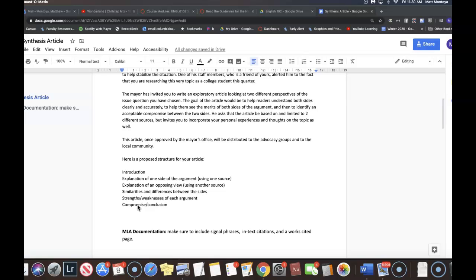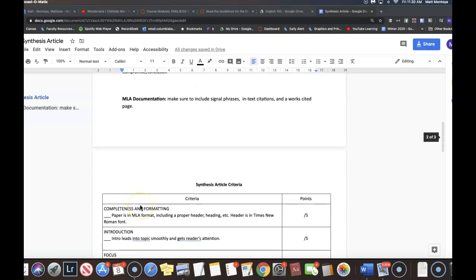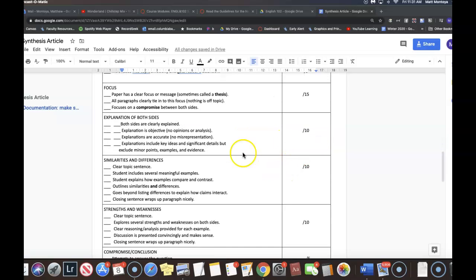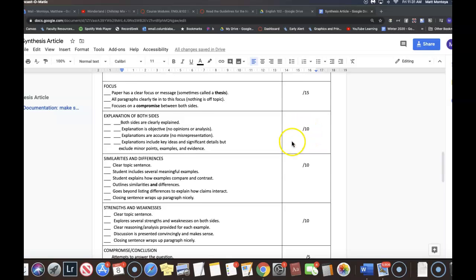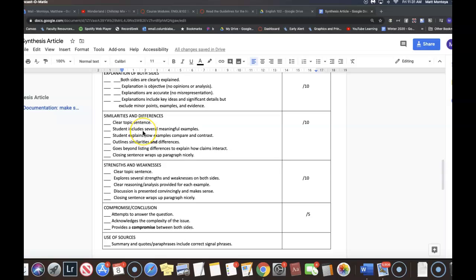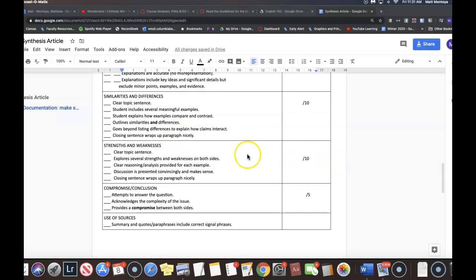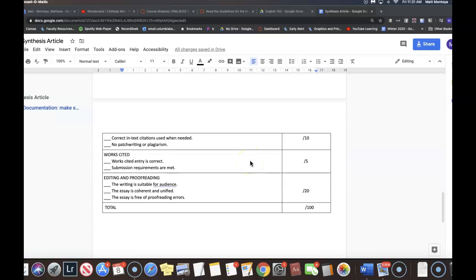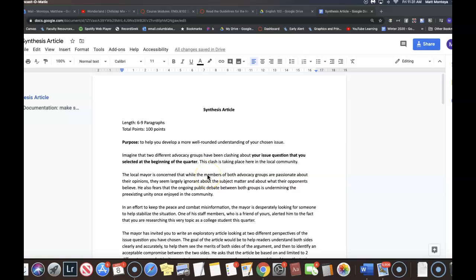You're exploring two sides, you're complicating your understanding of your issue. So I also encourage you to look at the rubric, and I show you how I grade it here. So you're going to have your thesis. That's worth a lot of points. Each paragraph, explanation of both sides, your summaries are worth 5 points each. You get 10 points for your comparing, 10 points for strengths and weaknesses, 5 for the conclusion, and so forth. So that should give you an idea of what to expect for this paper. But of course, if you have questions about it, you can always get in touch with me and I can clarify those.